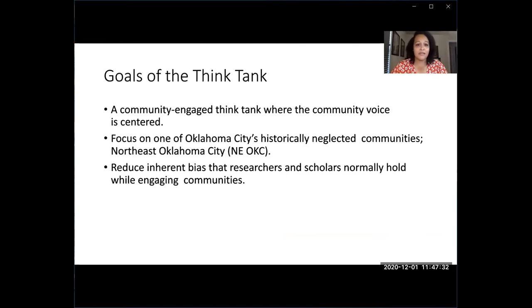The goals of our think tank are really thinking about a community-engaged think tank where the community voice is centered. We do focus on Oklahoma City's historically Black side of town, the northeast side. And our goal is to reduce the inherent bias that researchers and scholars normally bring into those communities. We operate not from a deficit model, but from a resource model, an abundance model, that the community has what it needs, they know what they need, and it's our job to hear those things and learn from them.